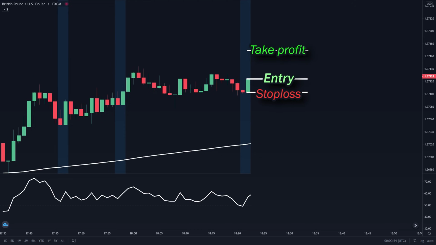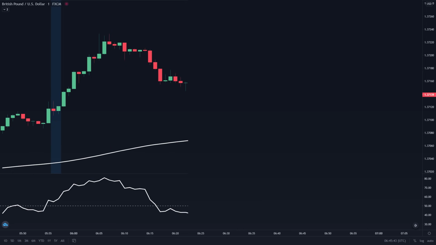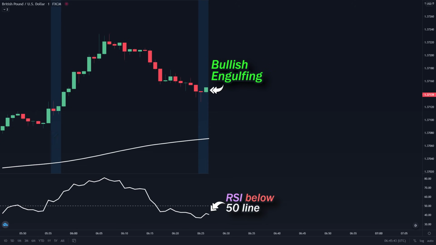So now, let's look at this strategy in action. In this chart, we can see that the price is above the 200 EMA, meaning that the price is on an uptrend, and so we only take signals from the bullish engulfing pattern. Next, we can actually see a bullish engulfing pattern formed. However, we can see that the RSI is still below the middle line, so you want to ignore this signal.